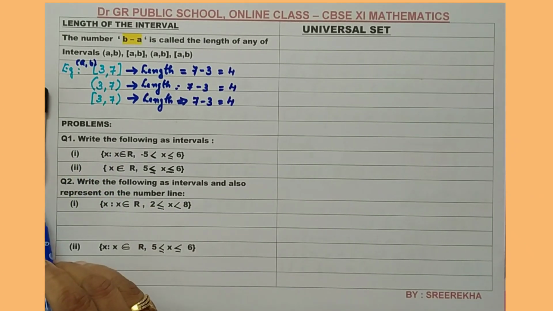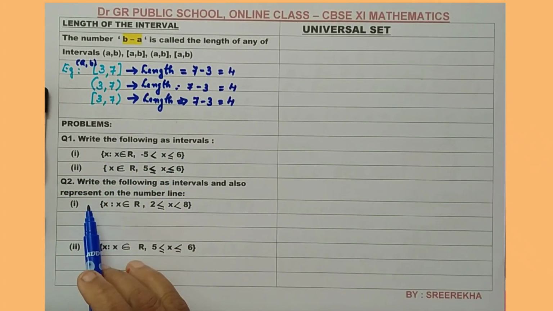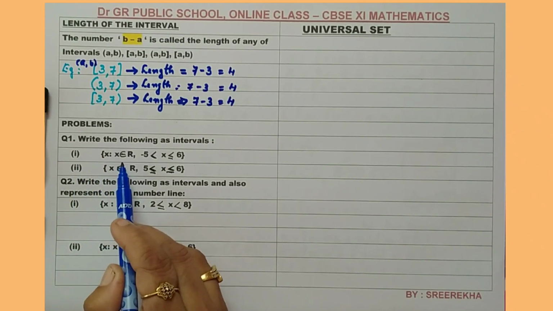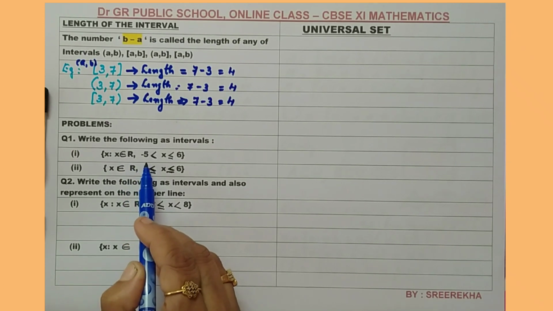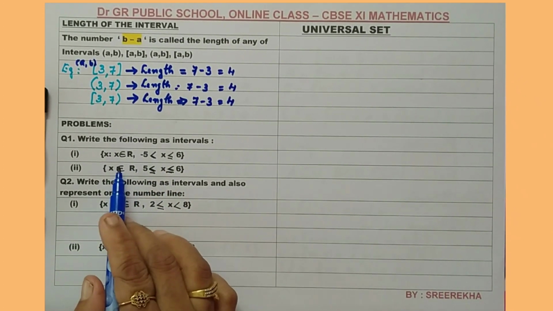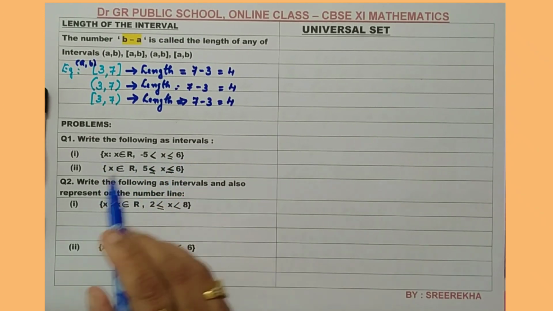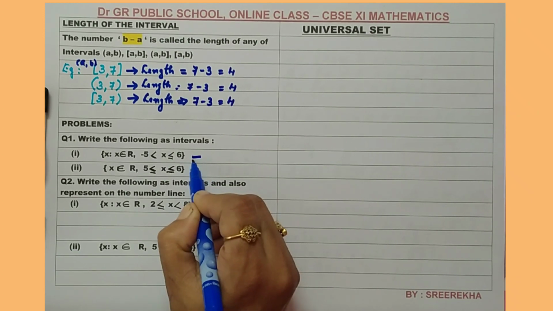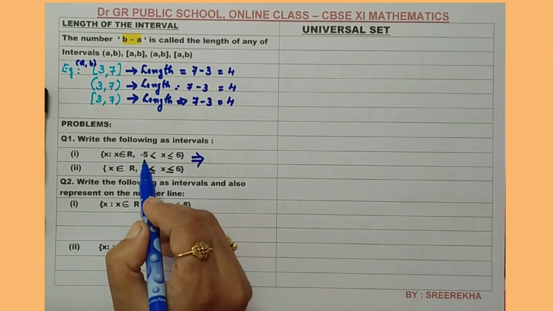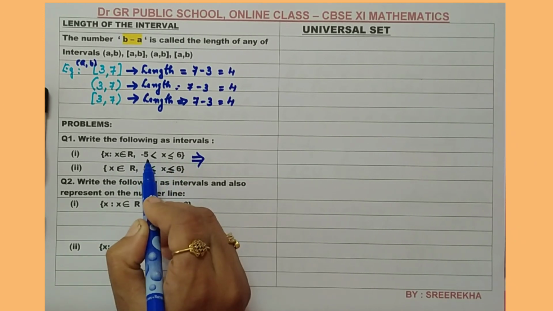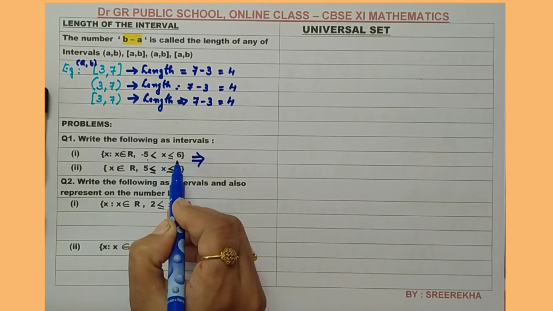First question: write the following as intervals. Sub question 1. The set of all x, x an element of R, such that minus 5 is less than x, less than or equal to 6. You are asked to write this set builder form as an interval. You know how to write it as an interval, which implies minus 5, 6. The interval comes between minus 5 and 6, all the elements between minus 5 and 6.